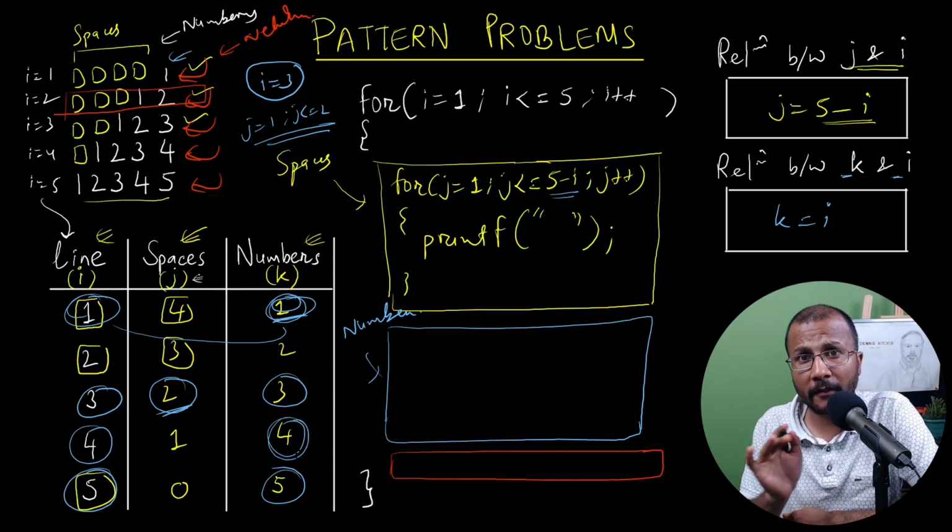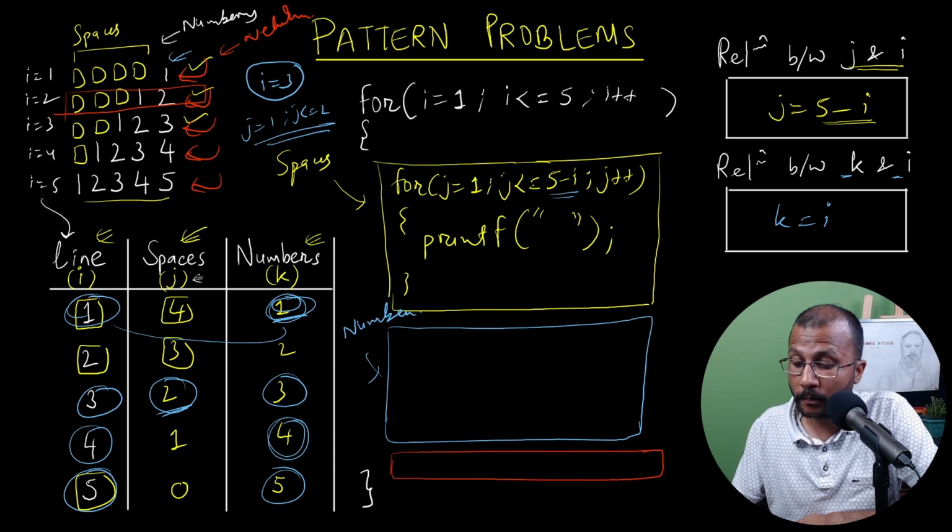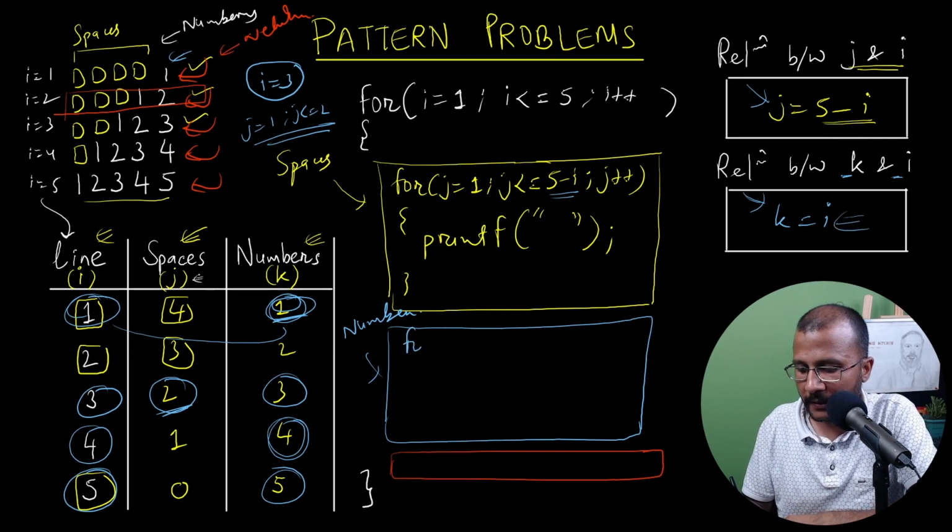So whenever you have this kind of pattern problem, try to find out the relationship between the inner loop and the outer loop. Here the number of spaces is equal to 5 minus I, and the total number of values to be printed is equivalent to the line number, that is I. So I can write a loop here. Let me write a for loop.